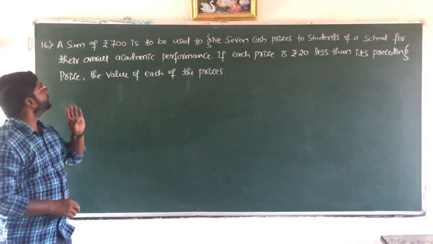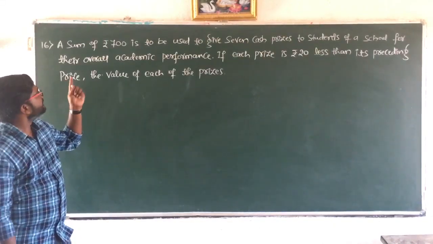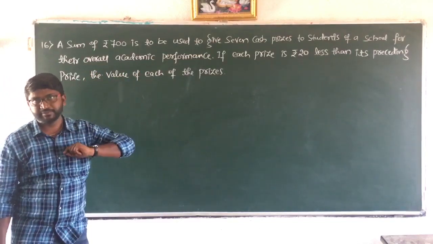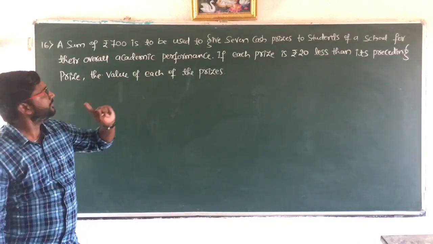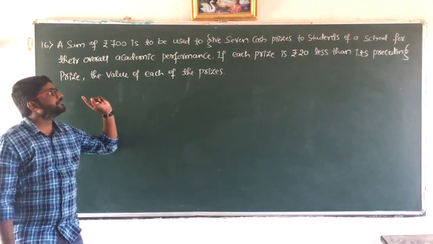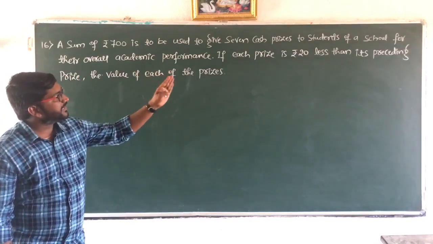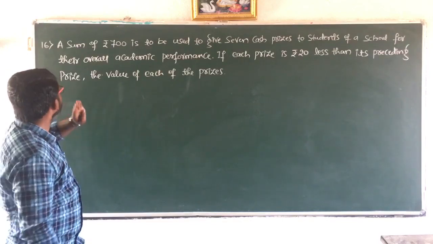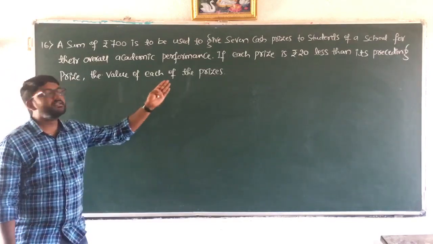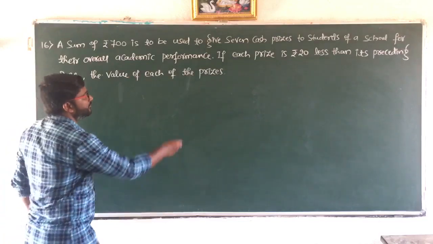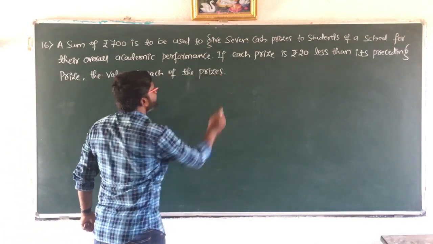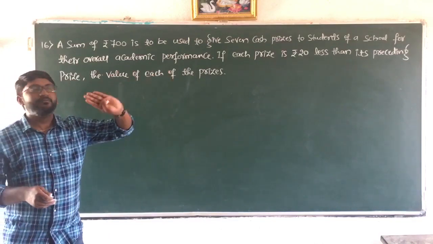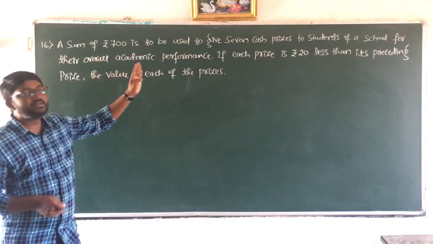So the next problem, it is the 16th one. A sum of 700 rupees is to be used to give 7 cash prizes to students of a school for their overall academic performance. If each prize is rupees 20 less than its preceding prize, find the value of each of the prizes. So see here, overall there are 7 prizes, and we have to distribute those 7 prizes to students for their overall academic performance.